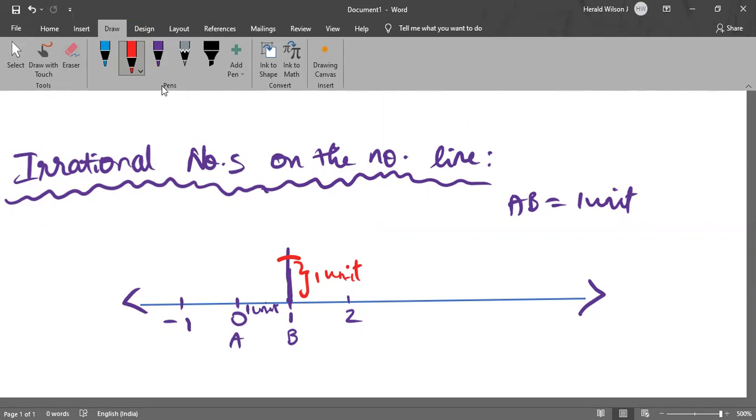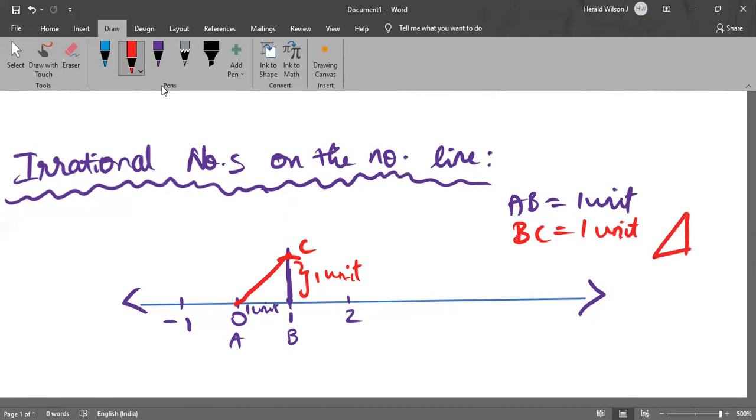I'll tell you why we are doing this, what is the reason and all of that. But firstly, just follow my steps here. So let's name this point as C. So BC is again equal to 1 unit. Now join point C to point A using your scale, of course. So this will give you a sort of right angle triangle, right?